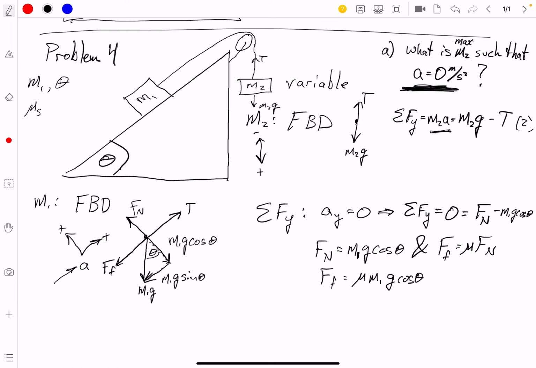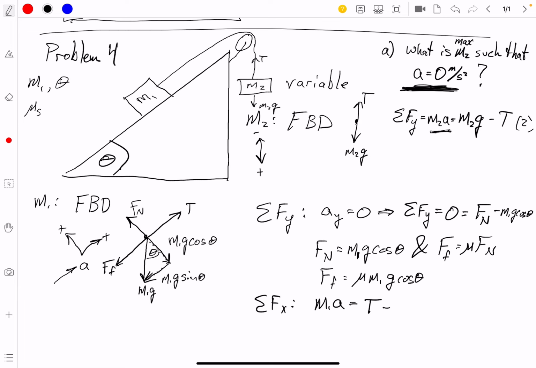And we can do our sum of the forces in the x direction now. m1a, because ax equals a, right? They're both accelerating at the same rate. The string doesn't stretch or any of that stuff, so they're both accelerating the same. m1a is equal to T, going positive.